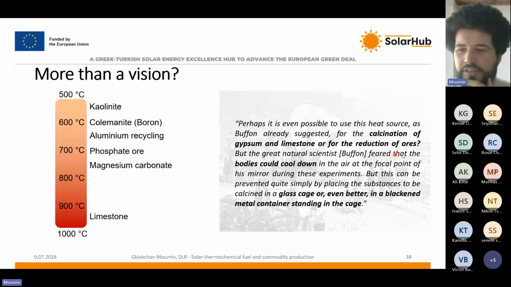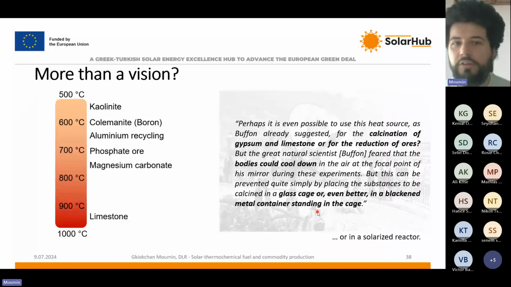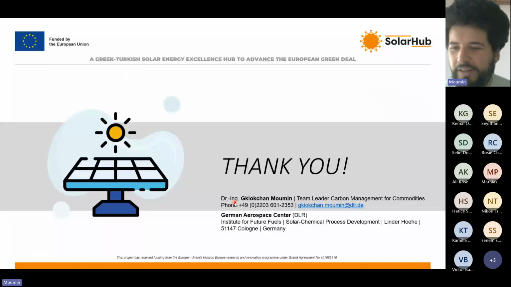But the great natural scientist feared that the bodies could cool down in the air at the focal point of his mirror during these experiments, but this can be prevented quite simply by placing the substances to be calcined in a glass cage, or even better, in a blackened metal container standing in the cage. So really designing an absorber that makes the most of the energy coming in. And there I would like to add a solarized reactor or rotary kiln that we are working on. And with this, thanks for your attention, and I'm looking forward to questions later.